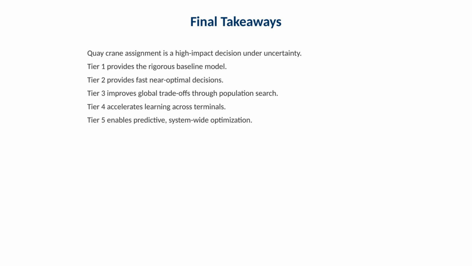Quay Crane Assignment is a high-impact decision under uncertainty. Tier 1 provides the rigorous baseline model. Tier 2 provides fast, near-optimal decisions, and Tier 3 improves global trade-offs through population search. Tier 4 accelerates learning across terminals through transfer learning, and Tier 5 enables predictive, system-wide optimization through a digital twin approach.